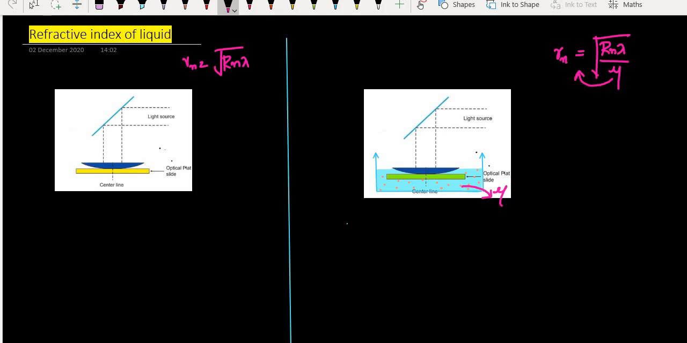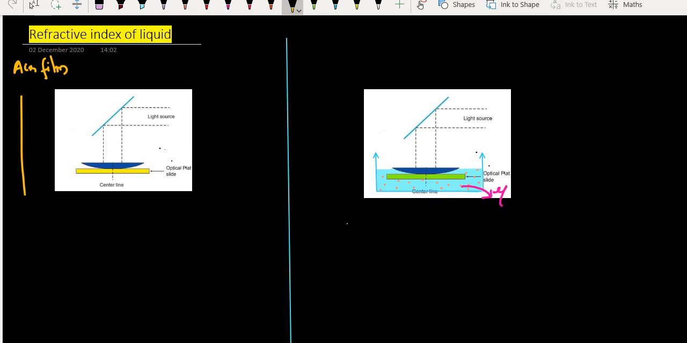So we are going to derive the equation. There are two methods, and one is a simpler method. In the case of the air film, suppose we have a radius Rn equal to root of Rn lambda, so Rn square is equal to Rn lambda. We are using the same light source and the same plano convex lens, so both the radius of curvature and the wavelength will be the same.